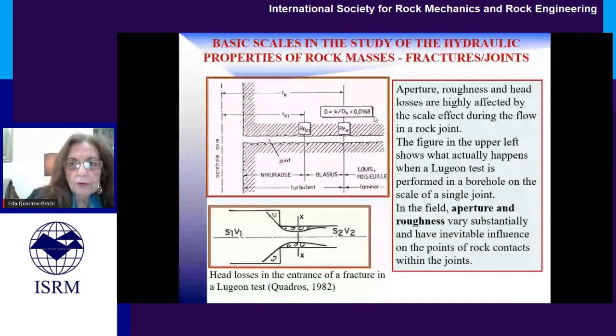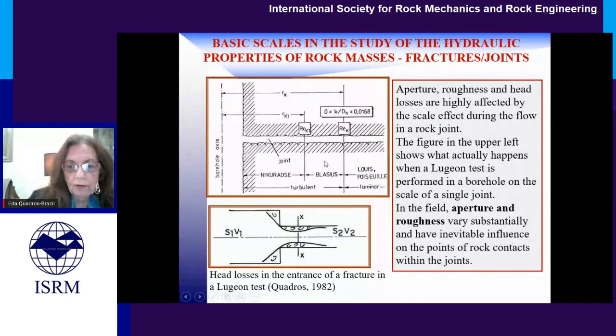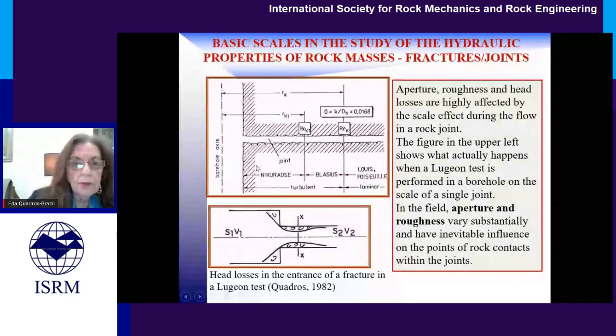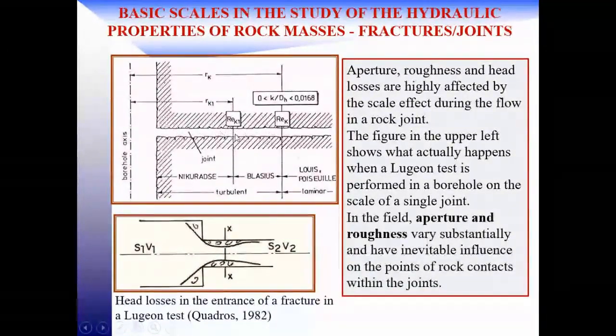Aperture, roughness and head loss are highly affected by the scale effect during the flow in a rock joint. The figure in the upper left shows what actually happens when a Lugeon test is performed in a borehole on the scale of a single joint. In the field, aperture and roughness vary substantially and have inevitable influence of the points of rock contacts within the joints. In this figure, we represent a borehole and the water penetrating the joint. And here we see that close to the borehole walls, there is a zone where the flow regime is turbulent or transient. And after some time, the flow is laminar.